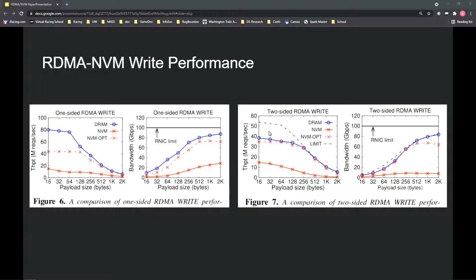I thought it was pretty interesting that with two-sided writes, it gets quite near to DRAM with their optimizations. And for two-sided writes, they also introduced a limit line, which is just measured from the server directly returning to the client without a payload. So effectively the round trip delay resulting from issuing requests.